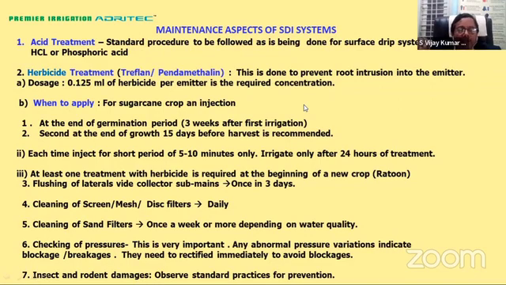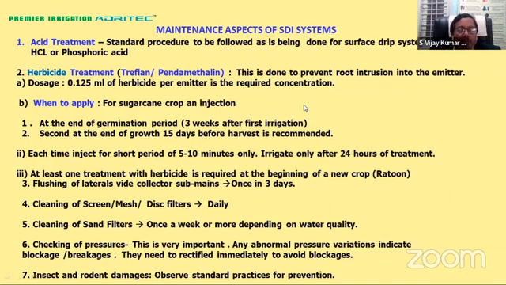After that, flushing of the laterals via the collector submains can be done once in 3 days. Then the regular maintenance procedures like cleaning the mesh filter and the disc filters have to be carried on. Sand filter cleaning is based on the water quality and the organic load coming into the filter, and that also has to be taken care of.